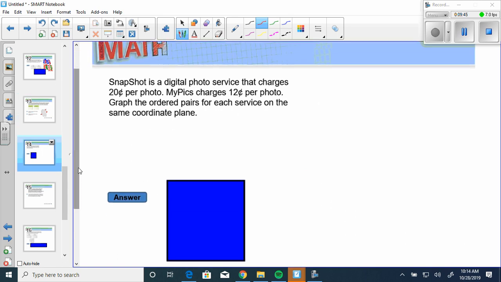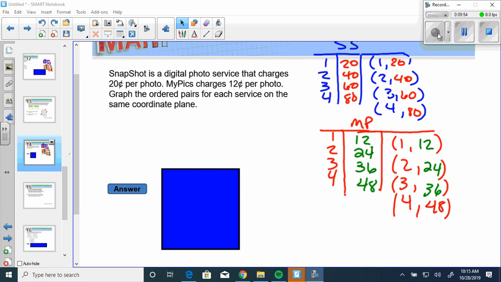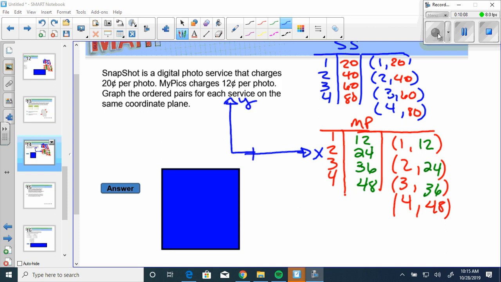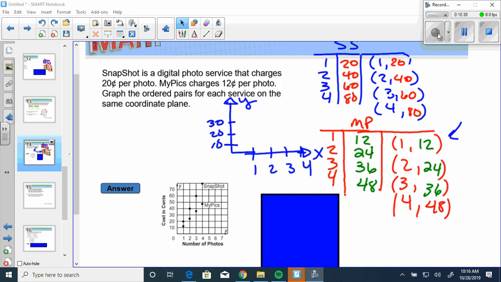Okay, so that same table that we had before for each of our services, I just brought our table over here. What I would do, you need an X and a Y. My X's, I'm just going to go by 1, 2, 3, and 4. My Y's, I have 20, 40, 60, 80, so it goes really high. But then I have 12, 24, 36, so those are very specific. I'm going to go by tens, and I'm going to estimate these in this table for my picks, okay? So you go 10, 20, 30, and so on. So let's move our table here so we can see that we did estimate.